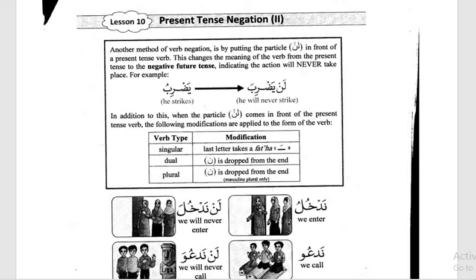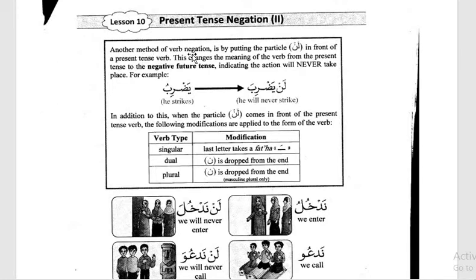Our topic is present tense negation 2. We talked about negation and we said what do we mean by negation? It means we are not going to do the action. So يضرب, for example, if you want to negate it in the present tense negation number 1, it becomes لا يضرب, right? So negation means we are not going to do the action. Okay, so in present tense negation 2, let's read.